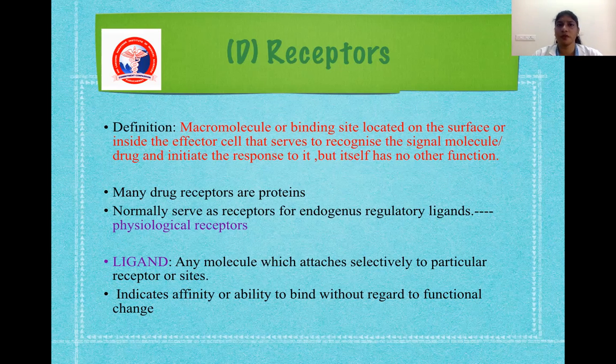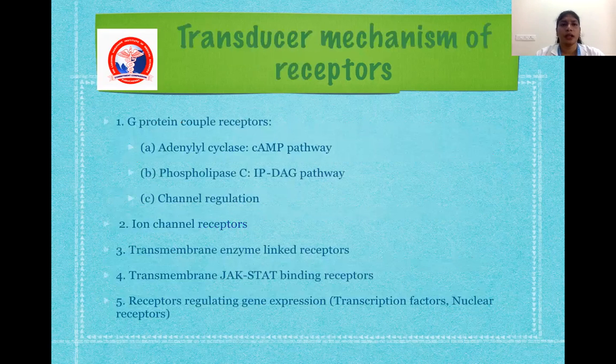A receptor is a molecule which is present on the top of the cell or inside the cell. It is all protein. The ligand is a molecule which goes and binds only to the receptor without any functional change within the receptor. Okay. Clear now what is a receptor and what is a ligand. Then you have to know about the transducer mechanisms of the receptors.